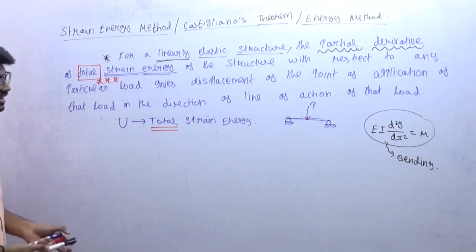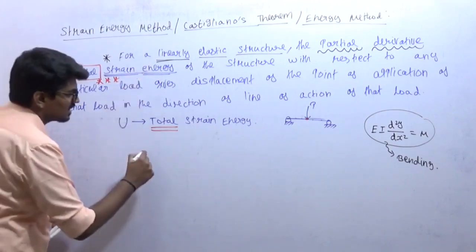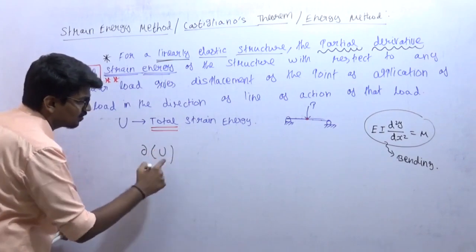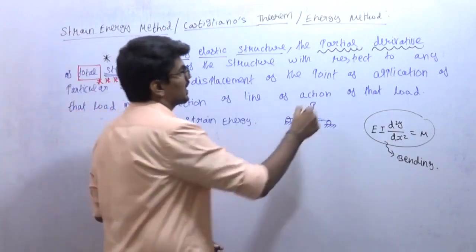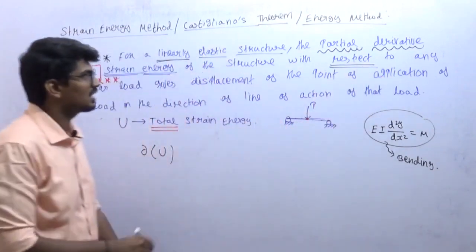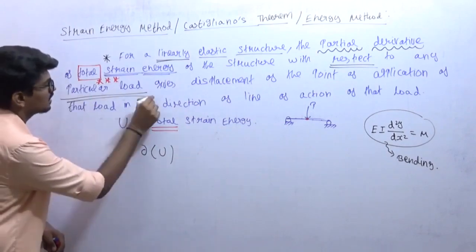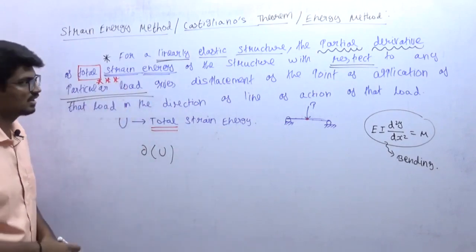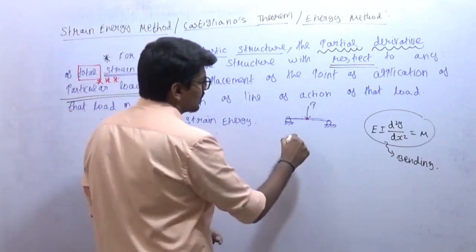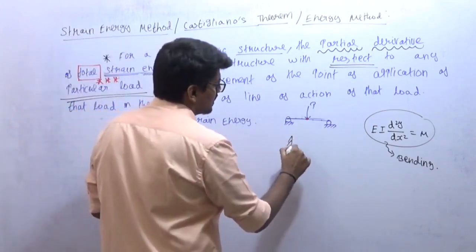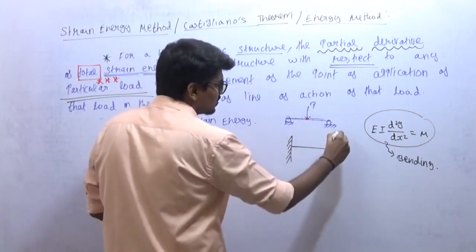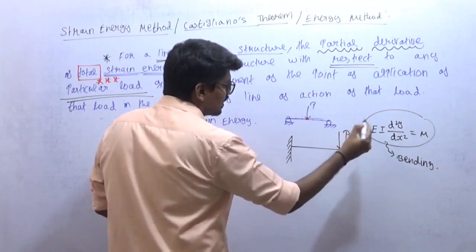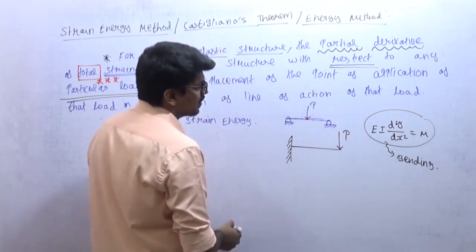Total strain energy of the structure, I need to find its partial derivative, right? So the partial derivative of total strain energy of the structure with respect to what? I need to differentiate with respect to a particular load. For example, I will take another simple example, a cantilever beam. I will be coming back to these types of examples also. First, I will discuss the cantilever beam, which is very simple for explaining this concept.